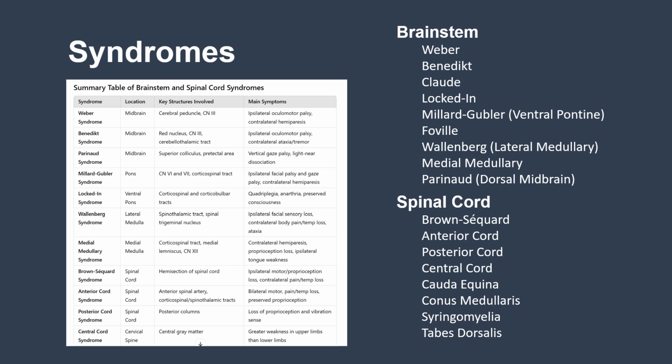Cauda equina syndrome and conus medullaris syndrome involve the lower spinal cord or nerve roots, leading to bowel and bladder dysfunction, saddle anesthesia, and variable lower limb weakness. This summary table is a useful tool for comparing these syndromes, focusing on their anatomical location, structures involved, and main symptoms. Understanding these features is essential for accurately diagnosing neurotrauma-related syndromes and developing effective management strategies.